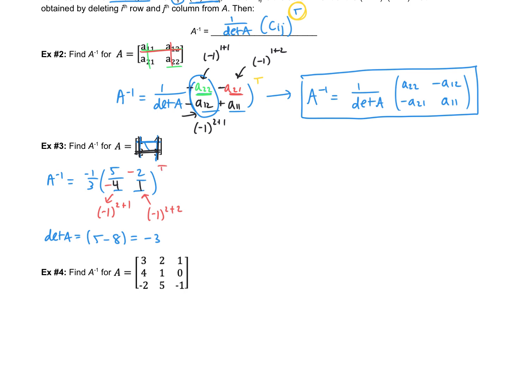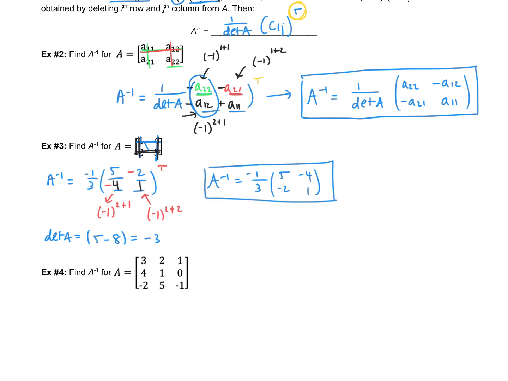And then lastly, we need to transpose all of that. And so we get our multiplicative inverse. I'm not going to multiply the negative 1/3 in because none of those numbers are divisible by 3 evenly. So I get 5, negative 2, and then negative 4, 1.